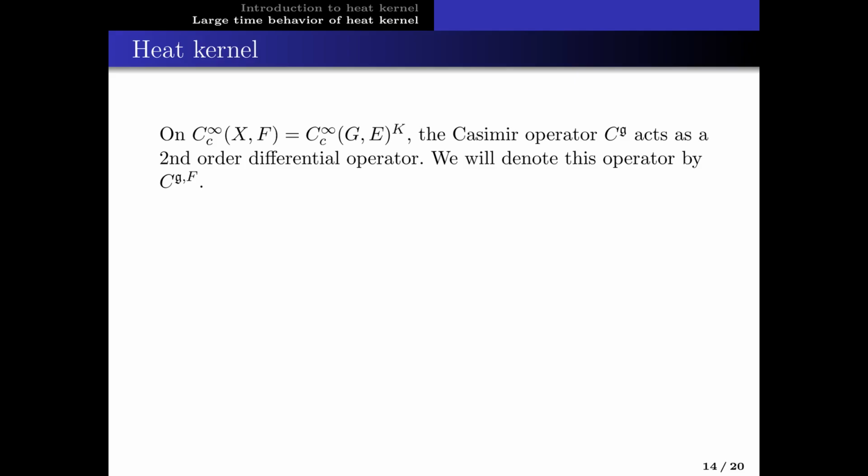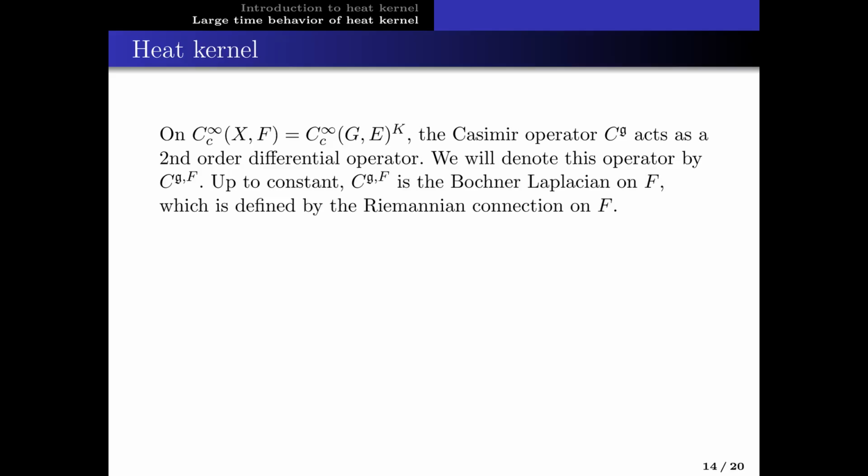If we look at the space of sections on X for the bundle F, this can be identified with the space of K-invariant sections, K-equivariant functions with values in E. Now this Casimir of G is actually a second order differential operator. This is, up to a constant, equal to the Laplace operator we started with on G mod K.